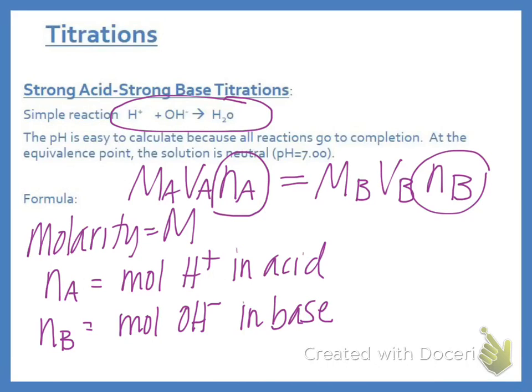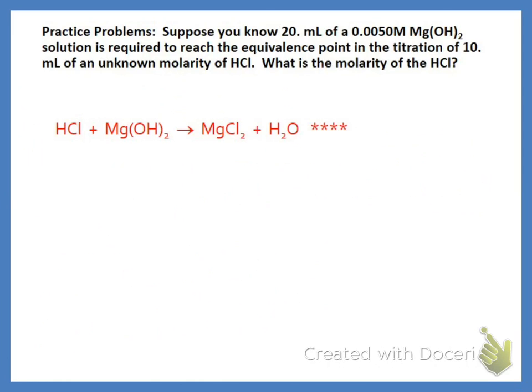So let's do an example problem. And I have stars right here because in your notes, I don't know what I did. It's wrong in your notes. So fix the second side. Okay? So before we ever start, I want you to figure out what Na and Nb are so that you can put them in the formula correctly.